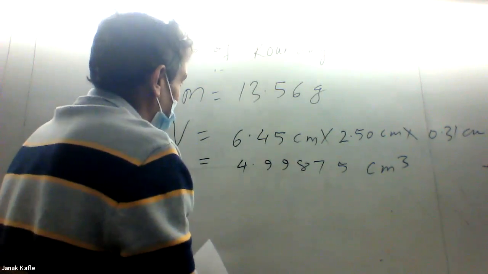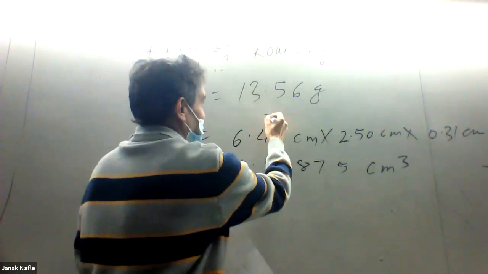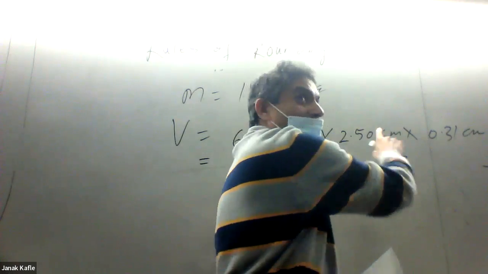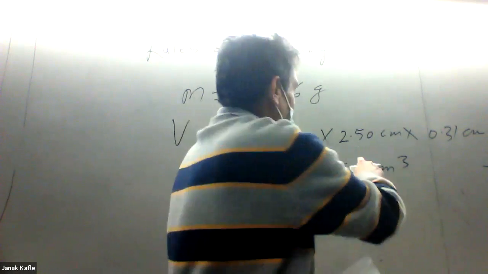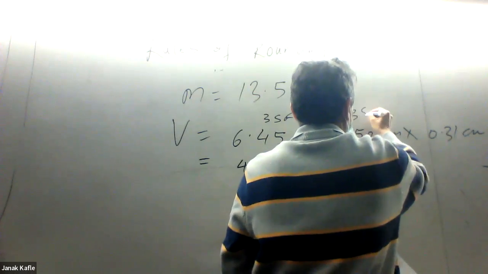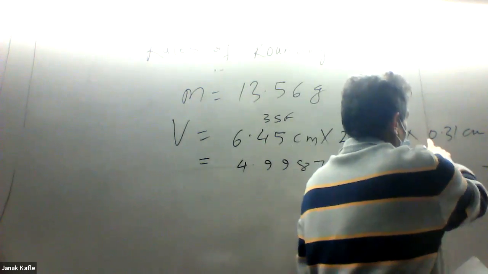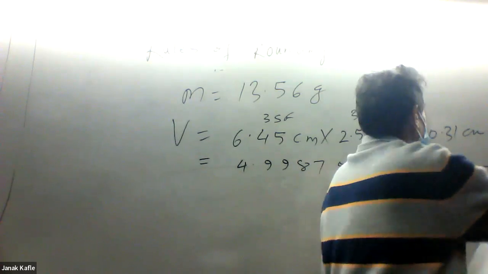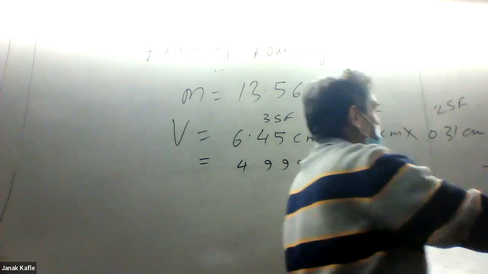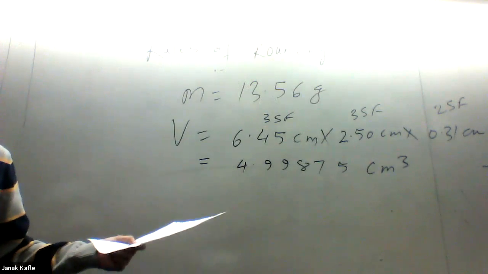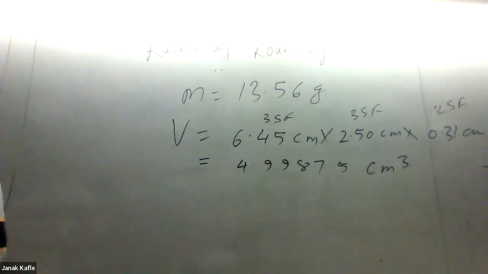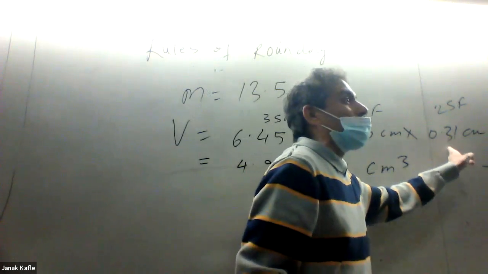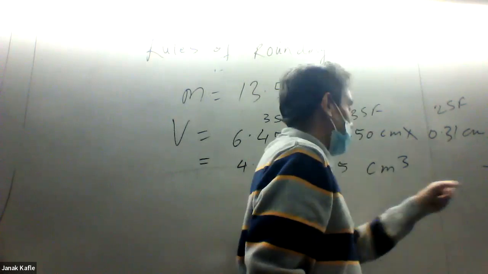Let's count the significant figures here. 1, 2, 3. This number has 3 significant figures. This one, the trailing zeros here are all significant in a decimal, right? So this is also 1, 2, 3 significant figures. And here, this is the leading zero, the front zero. This is not significant. So I have 1, 2, only 2 significant figures here. So my answer must look like the number that has the least number of significant figures, right? So my answer should not look like this, but it should look like this. Make sense? So like that.